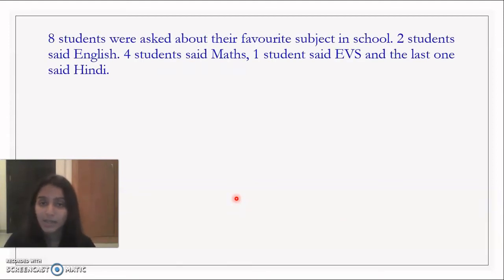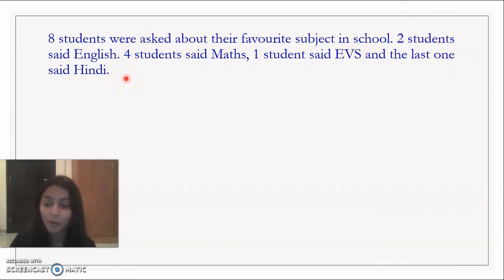8 students were asked about their favorite subject in school. 2 students said it was English. 4 students said it was maths. 1 student said EVS. And the last one said it was Hindi. Okay, so as you can tell, all of this is your data. The total number of students is 8. 2 of them liked English, 4 liked maths, 1 liked EVS, and the last one liked Hindi.